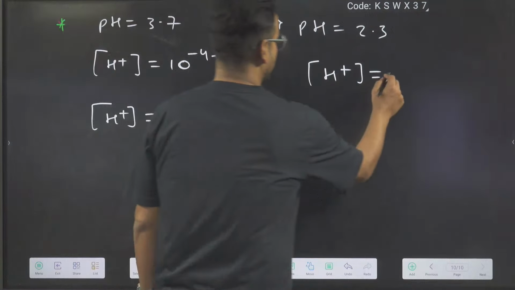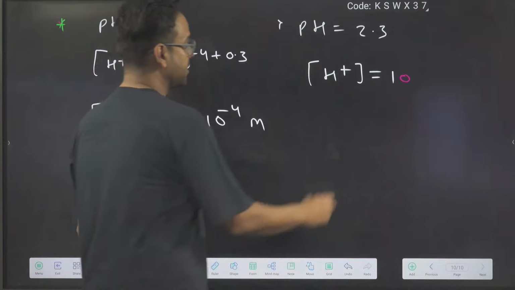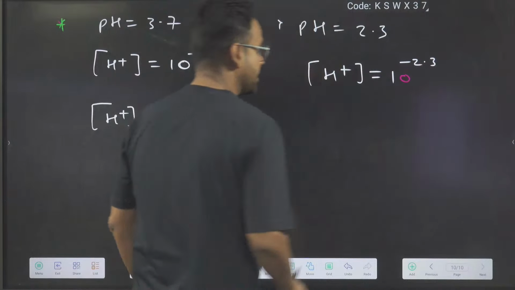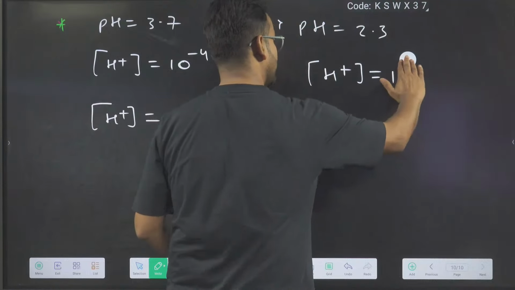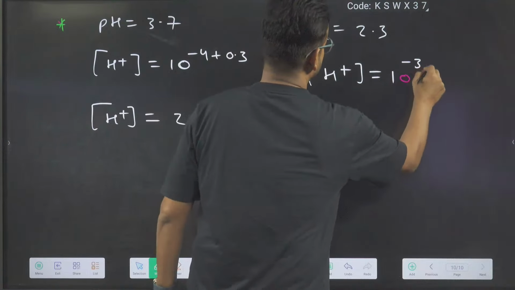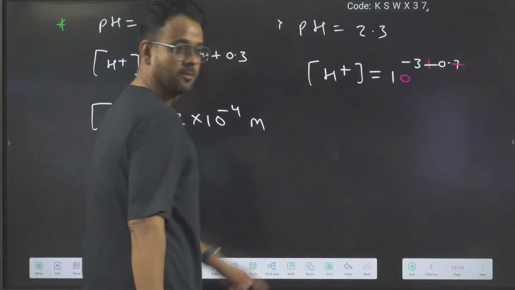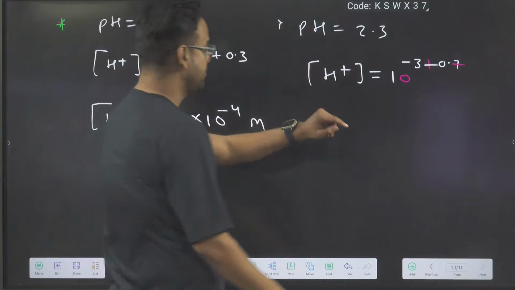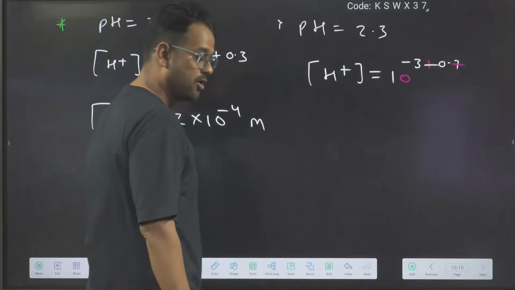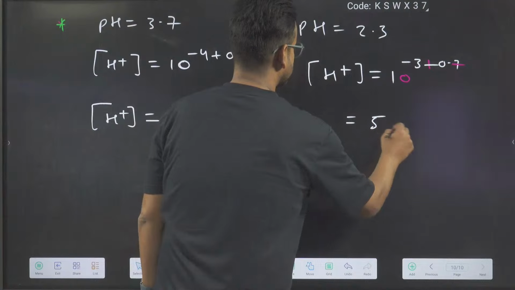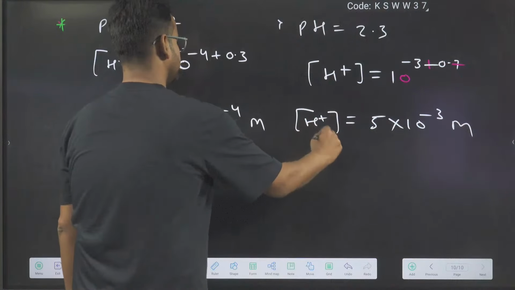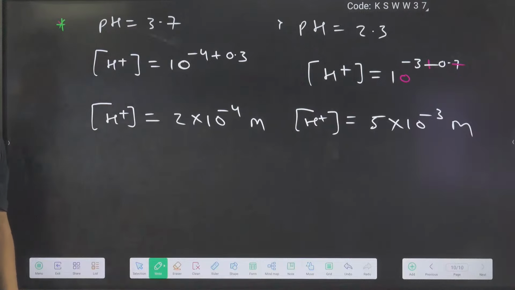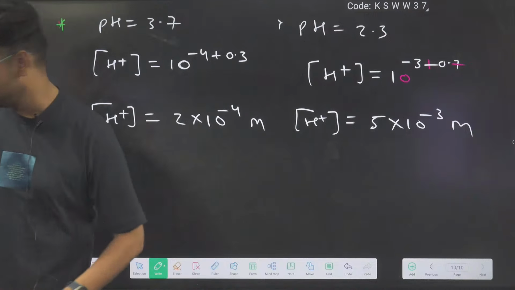pH is 2.3. So H plus is how much, everybody? 10 to the power minus 2.3. Minus 2.3 I will split as the next higher whole number, so minus 3 plus 0.7. Minus 3 plus 0.7 reminds me of log 5. So the answer is 5 into 10 to the power minus 3 molar. This is how quickly you can solve, everybody.